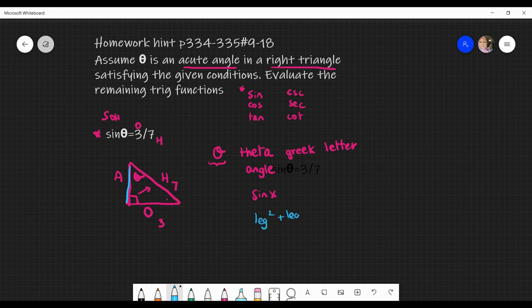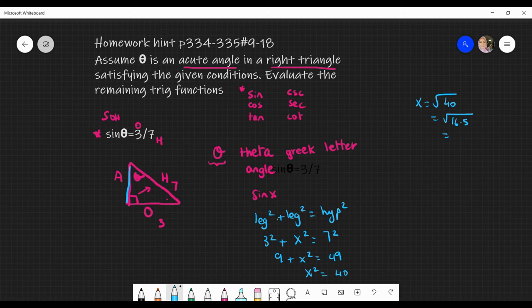Leg squared plus leg squared equals hypotenuse squared. So 3 squared plus, we don't know, missing leg squared equals 7 squared, which gives us 9 plus x squared equals 49, and x squared will be equal to 40. So x is the square root of 40, and we need to simplify the radical. So this is 16 times 5. That gives you 40, which makes it 4 square root of 5 as the simplest radical form.